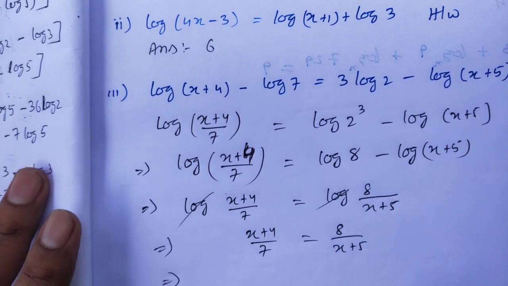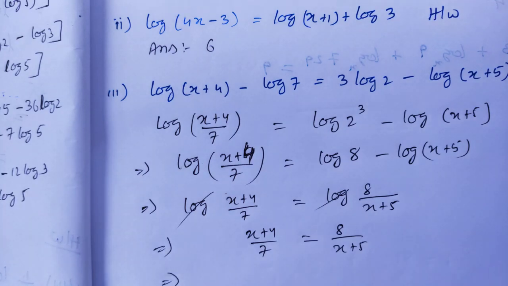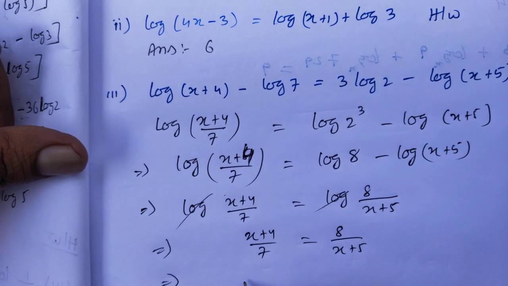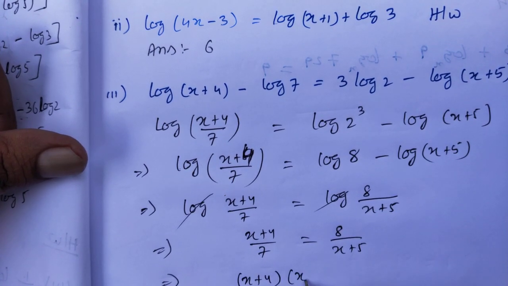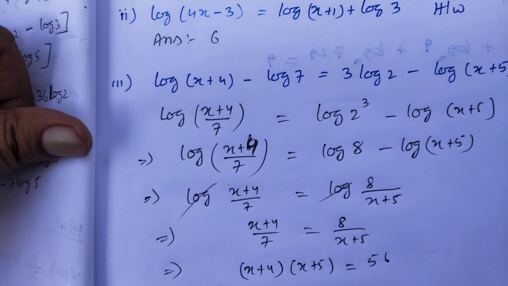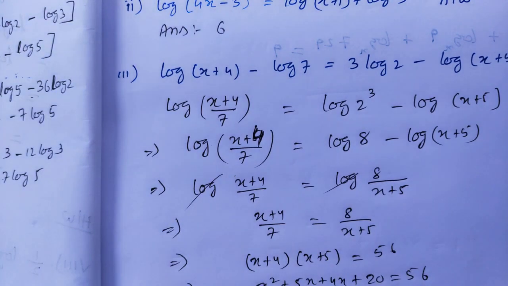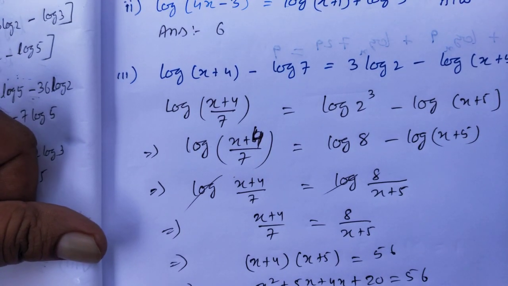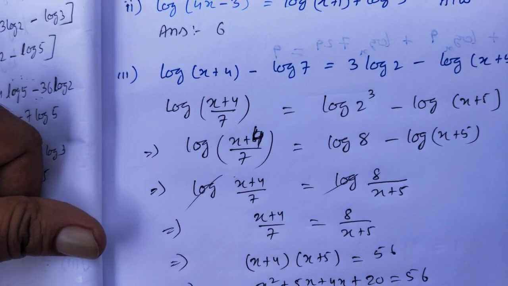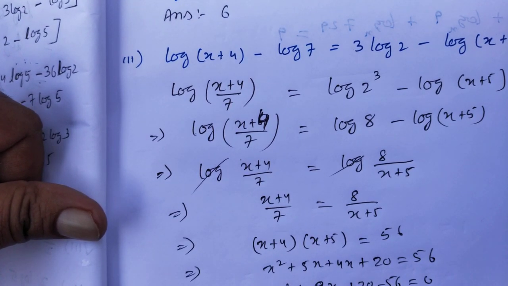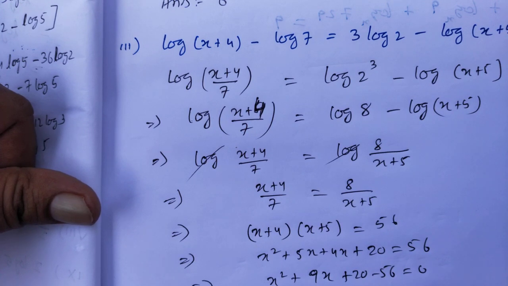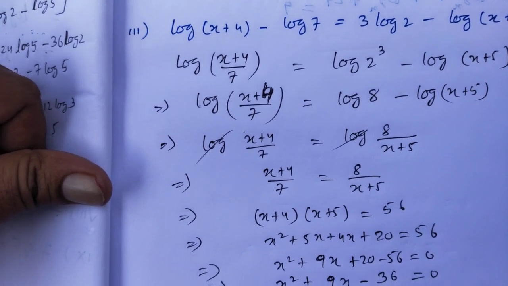Cross multiply. We get x plus 4, x plus 5 equal to 56. Multiply: x square plus 5x plus 4x plus 4, 5 is 20. So x square plus 9x plus 20 minus 56 equal to 0. X square plus 9x minus 56, 20 minus 56 is 36 equal to 0. So do middle term factorization.